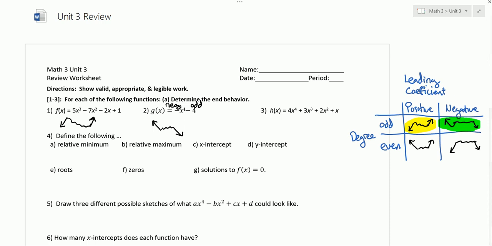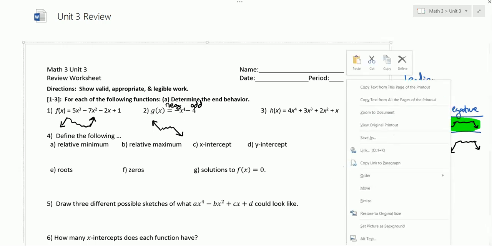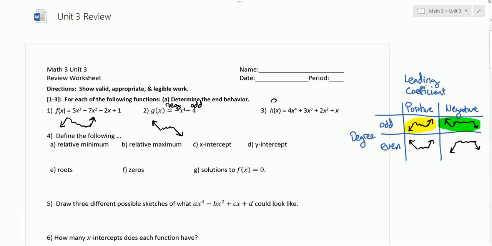And in the third case, we have an even degree and a positive leading coefficient. The leading coefficient is positive 4. The degree is also 4. So both are even. I'll highlight our scenario here in blue. Both sides are pointed up. Left side's pointed up, right side's pointed up. They both go to infinity.